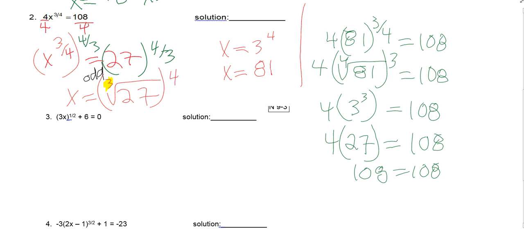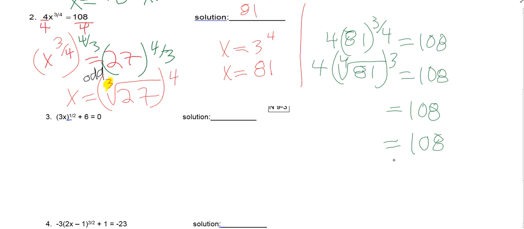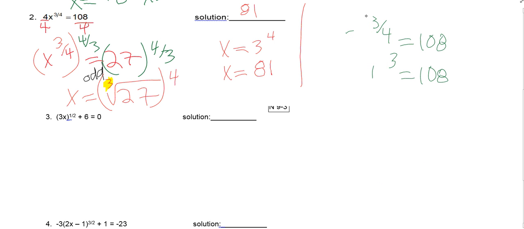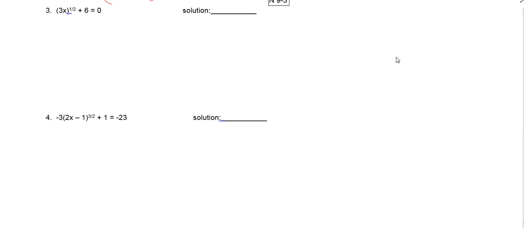Alright, well, let's take a look at number 3. So our solution here is 81. Okay, let me give myself some space here. And okay, so we have 3x to the 1/2 power plus 6 equals 0. I'd like to point out that in this problem, the 3 and the x are being raised to the 1/2 power, or the square root of 3x. So we can't divide out by 3, but we can try to isolate it as best we can.